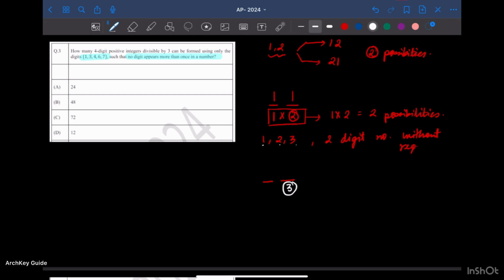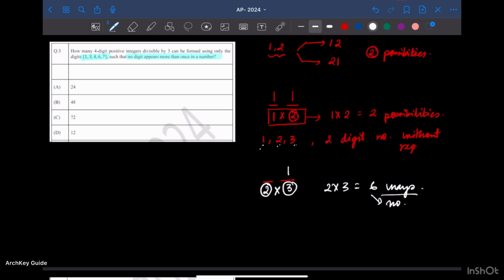When one number is used here, how many options will I be left with? Two options, right? Hence 2 into 3 gives me 6. So there are six ways. There are six numbers. Basically, there are six two-digit numbers which can be made out of 1, 2, and 3 without repetition.